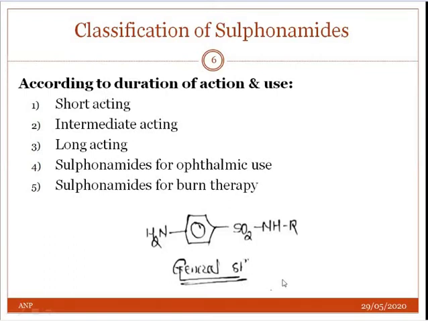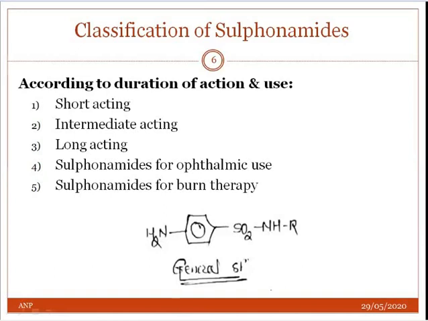If you want to draw each and every structure from this chapter, sulfonamide, you just remember this basic skeleton: NH2, benzene ring, SO2NHR. Just remember this one. We will discuss one by one in detail: short acting, intermediate acting, long acting sulfonamides, etc.